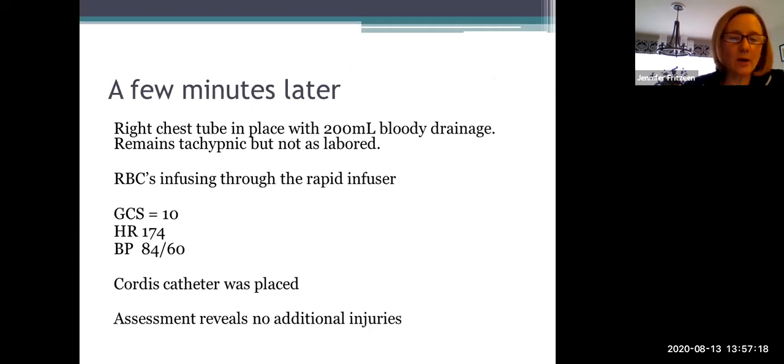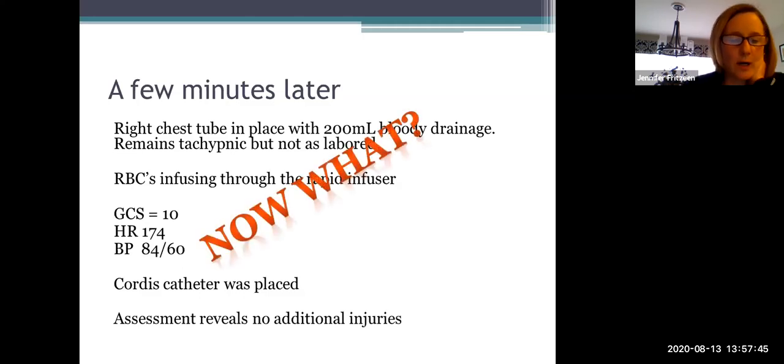So a few minutes go by, the right chest tube is in place, and it dumped 200 mils of bloody drainage. Your patient remains tachypneic, but not as labored. Red blood cells are infusing through the rapid infuser. Her GCS has increased to 10. Her heart rate really hasn't changed. And her blood pressure is 84/60. A Cordis catheter was placed, and she has no additional injuries other than this gunshot wound with pneumothorax.